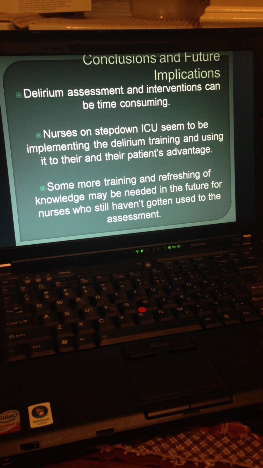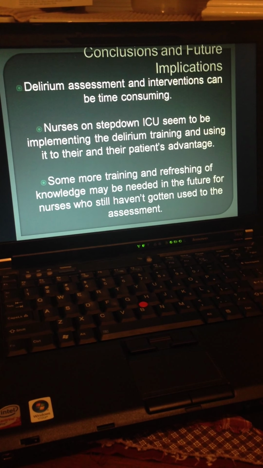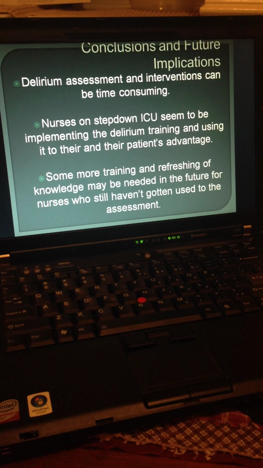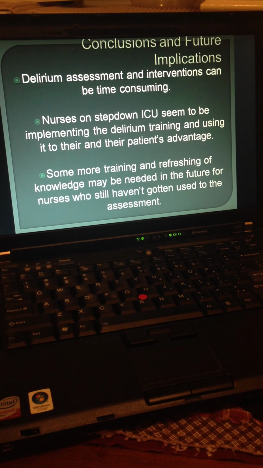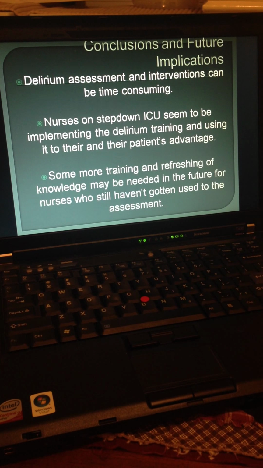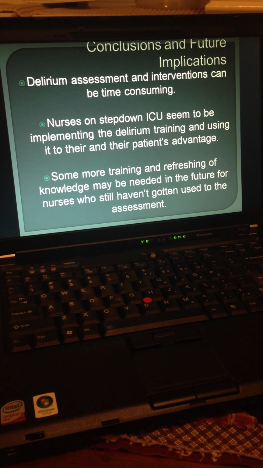Conclusions and future implications. Delirium assessment and intervention can be time-consuming. Nurses on step-down ICU seem to be implementing the delirium training and using it to their patients' advantage. Some more training and refreshing of knowledge may be needed in the future for nurses who still haven't gotten used to this assessment method.